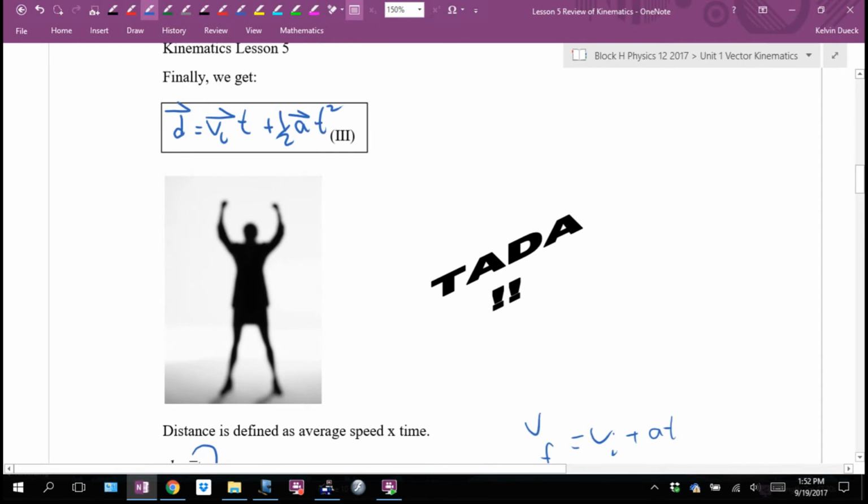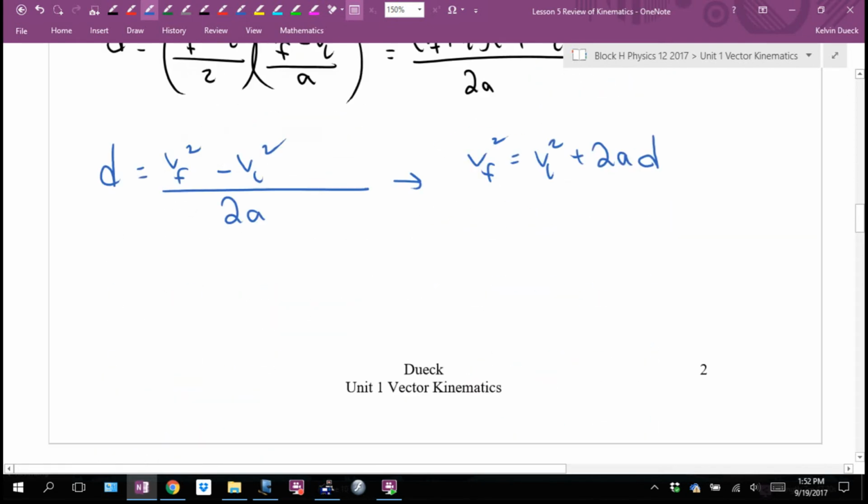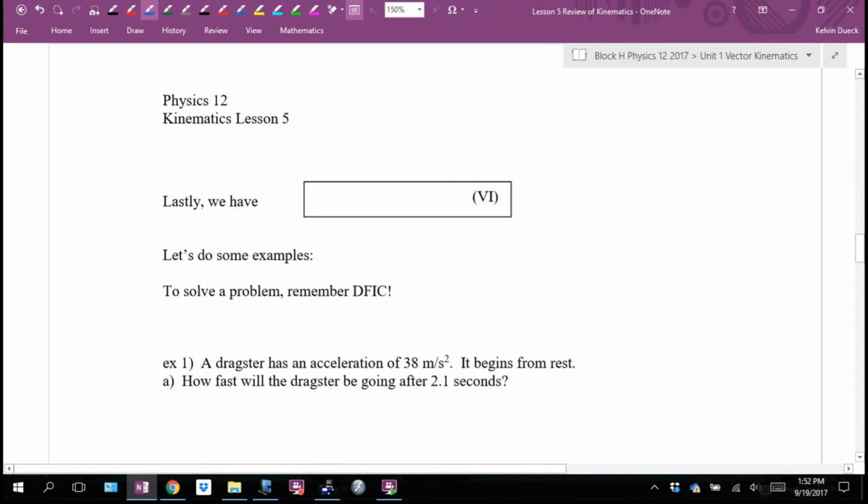Ta-da! Let's put it in the box on the next page. VF squared equals VI squared plus 2AD. Now, there are some teachers that don't teach this because it's a bit strange.